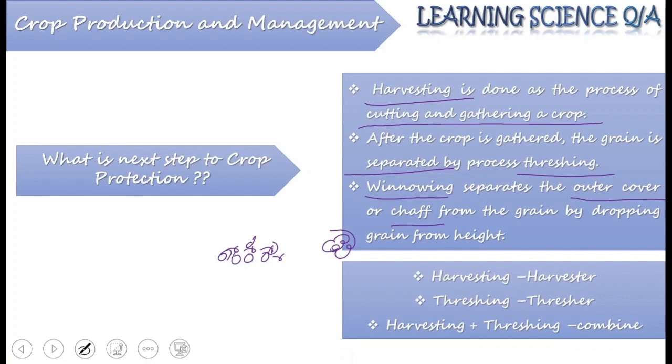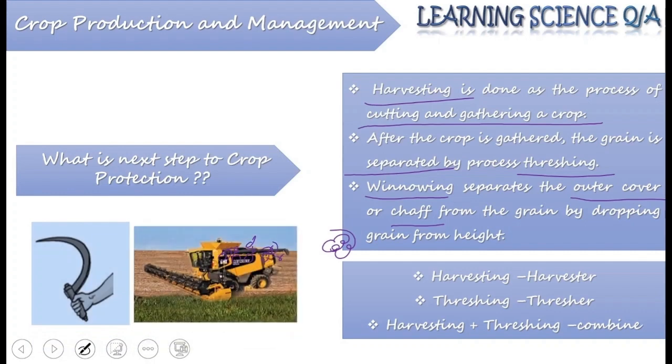Nowadays, we have a machine that can do the work of a harvester and thresher both. The equipment is known as the combine. That means harvesting is done with the help of a harvester, threshing is done with the help of a thresher, and harvesting and threshing work both can be done with the help of equipment known as a combine. This is a combine that can do the work of a harvester as well as a thresher.